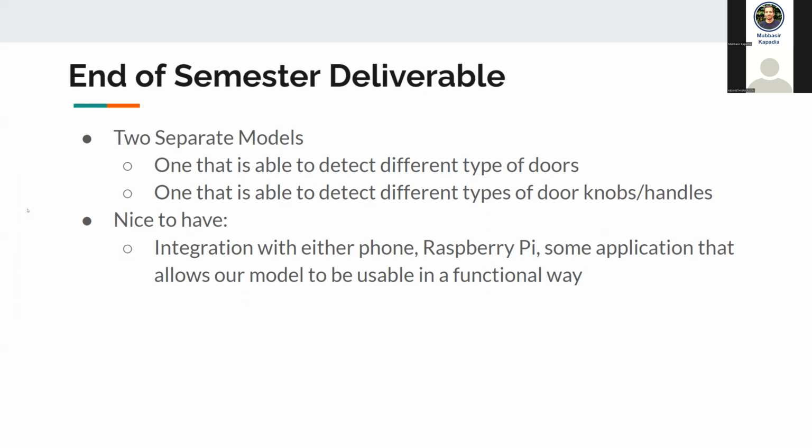And then just to reiterate, our end of semester deliverable is 2 separate models, one that's able to detect different types of doors, and one that's able to detect different types of doorknobs and door handles. Our nice to have is integration with either a phone application or a Raspberry Pi, something that allows our model to be usable in a functional way, so that someone who is visually impaired would actually be able to use it. And that's it, I think. Yeah, it should be everything.